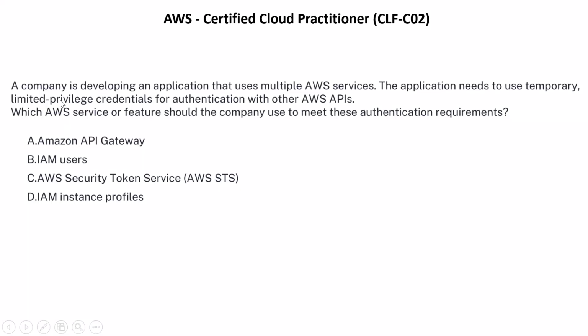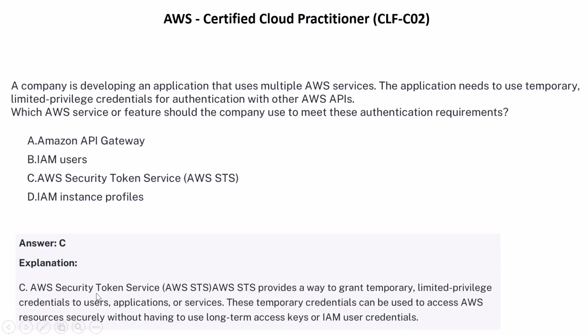Next question. A company is developing an application that uses multiple AWS services. The application needs to use temporary limited privilege credentials for authentication with other AWS APIs. Which AWS service or feature should the company use to meet these authentication requirements? The options are option A, Amazon API Gateway. Option B, IAM users. Option C, AWS Security Token Service, that is AWS STS. Option D, IAM instance profiles. The correct answer is option C, AWS Security Token Service.